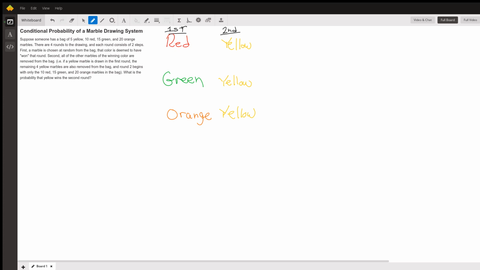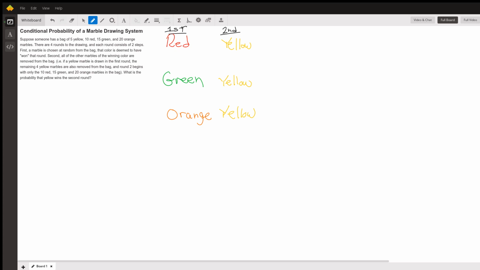The one that's not possible is yellow chosen in the first and in the second, because according to the rules, if yellow is chosen first, then the four other marbles are also removed from the bag, and there are no yellow marbles present in the second drawing. So it's not going to happen that yellow wins the second round in that case. But these are the three possibilities. We're actually going to work out the probability of each of these things happening, and we'll get to our final answer that way.